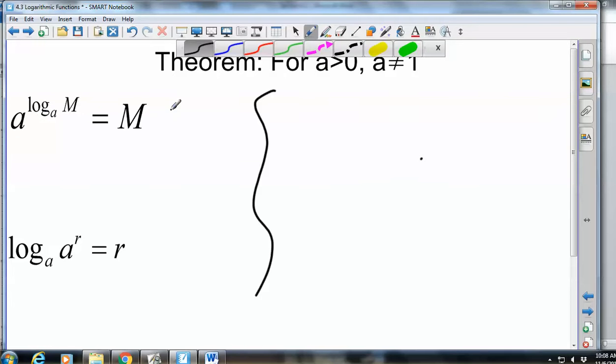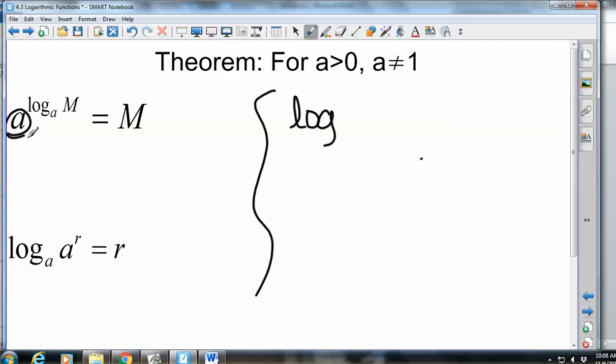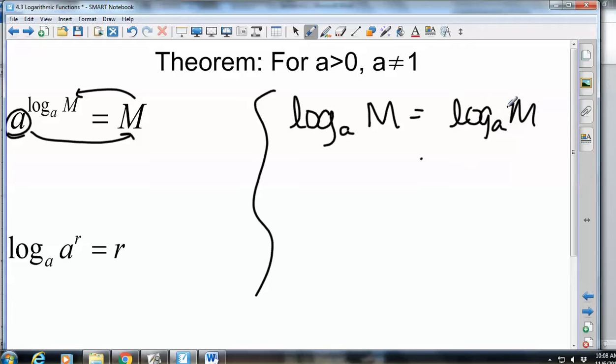This one, if you were to write it in logarithmic form, the base of the log is the base of the exponential, so log base a, go across the equal sign, of m. And if you keep going, that equals the log base a of m. So that's why this turns into just an m. If you have that logarithm as the exponent, in order to make this a true statement, those two cancel and just leave you with an m.